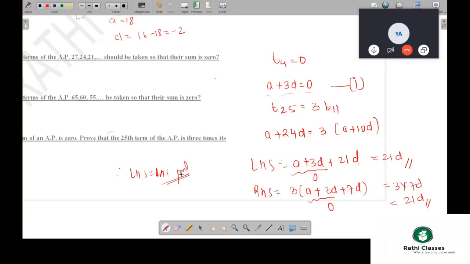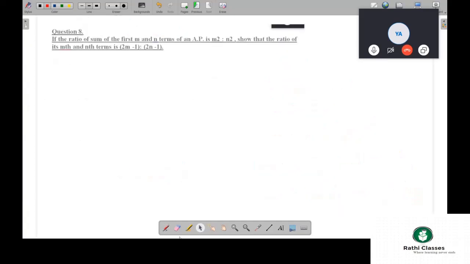Hope it's clear. If you want, you can note it down. Question number 8. The question is ratio of the sum. The question is not 2, it is m square. That is Sm upon Sn is equal to m square divided by n square.